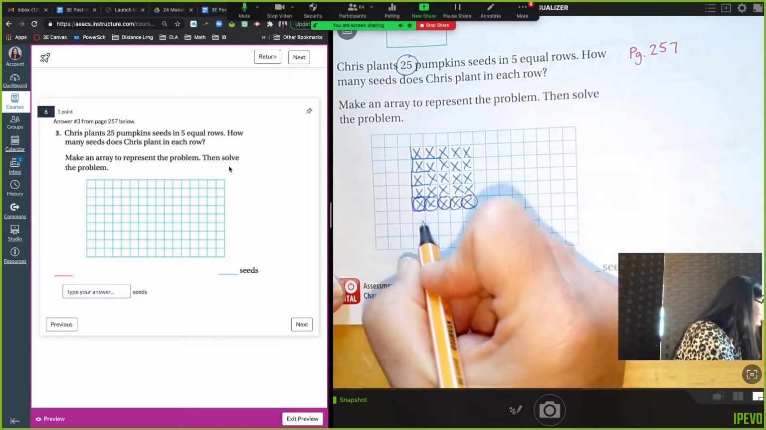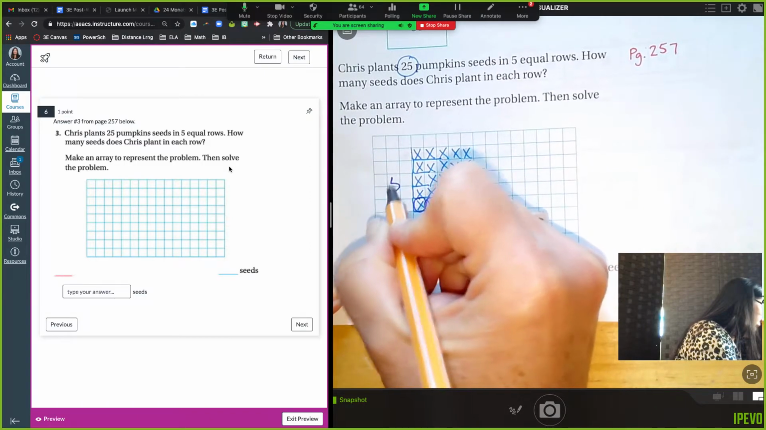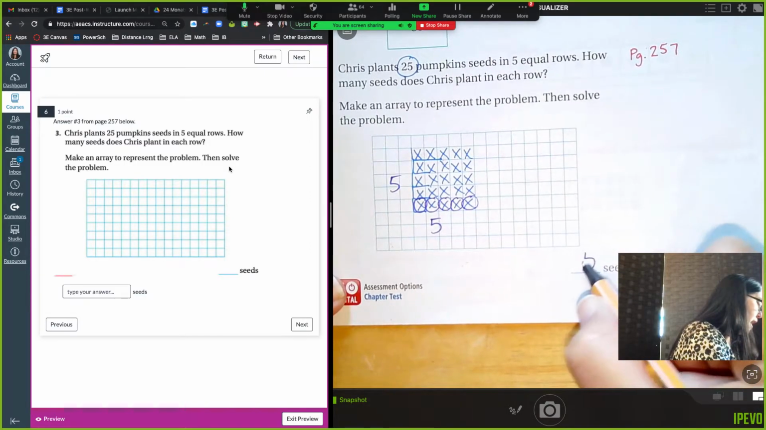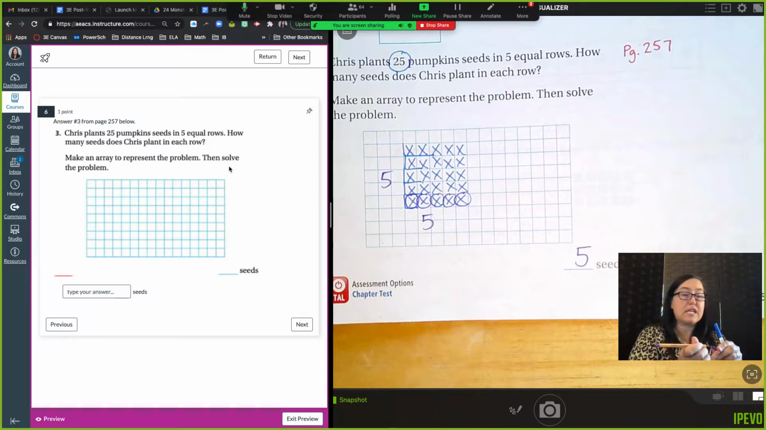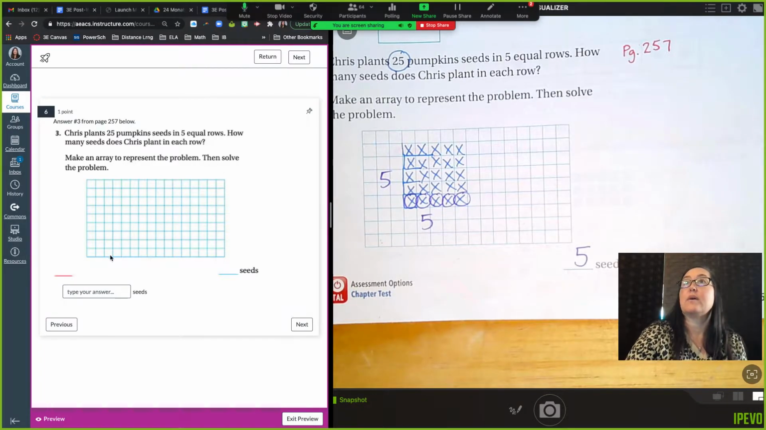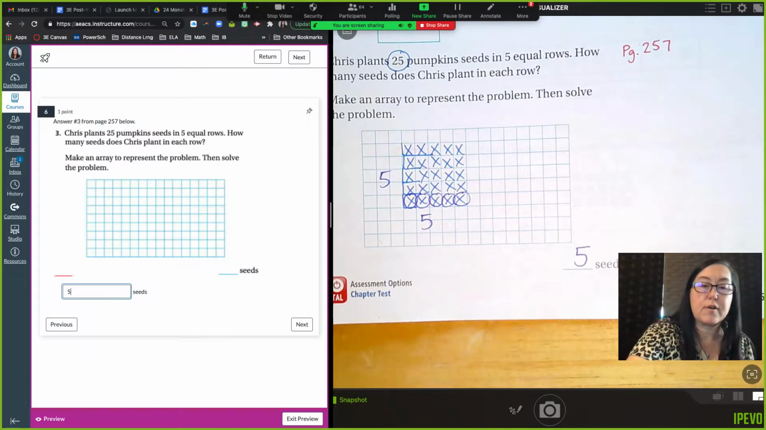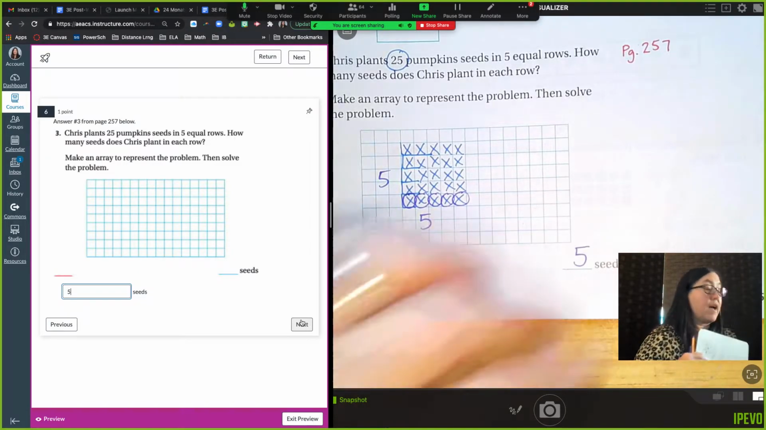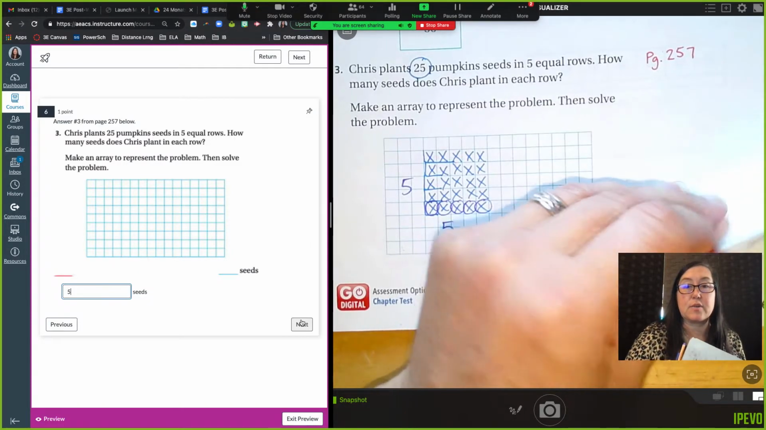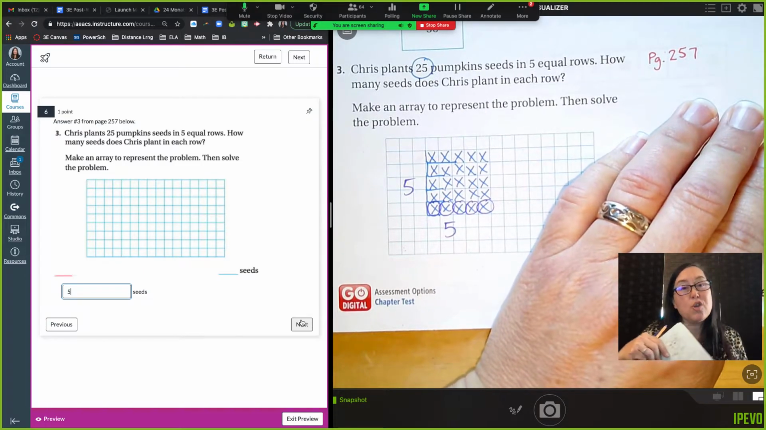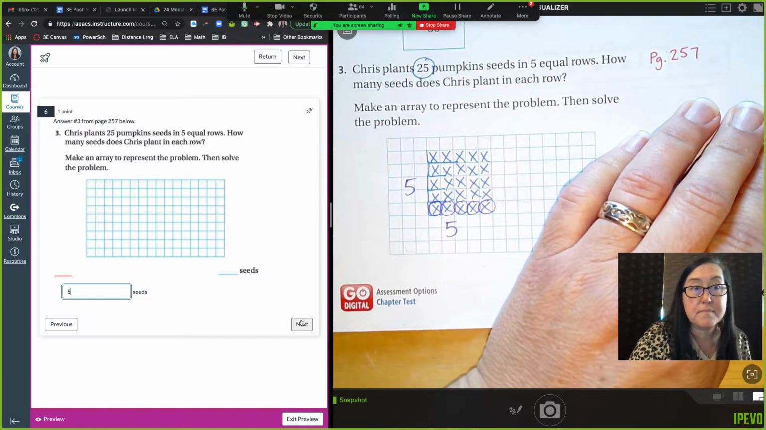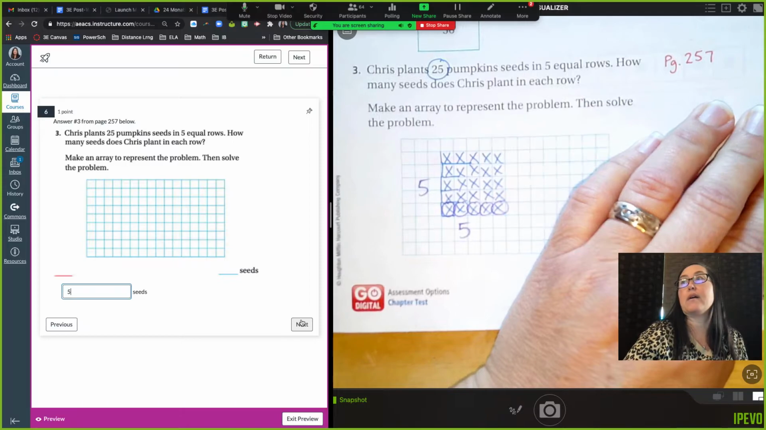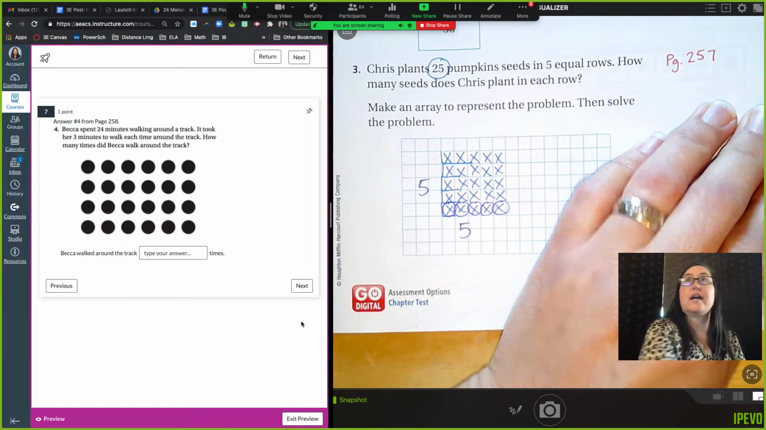It's 5 times 5, right? So he's got 5 seeds in each row. So up here on my answer, I'm going to type the number 5. If you didn't draw it out and you tried to do it in your head, you run the risk of maybe making a mistake. So I do suggest, even though you may have a quiz on a screen, use your paper to help solve it, okay?